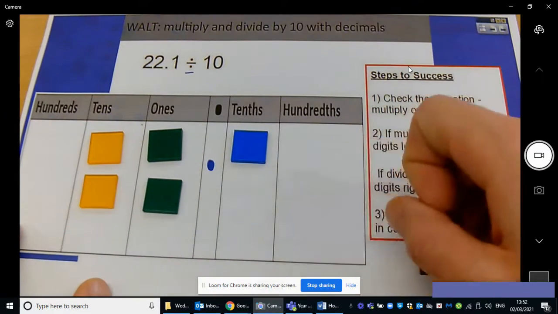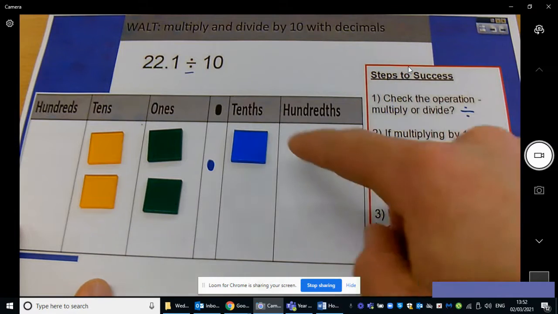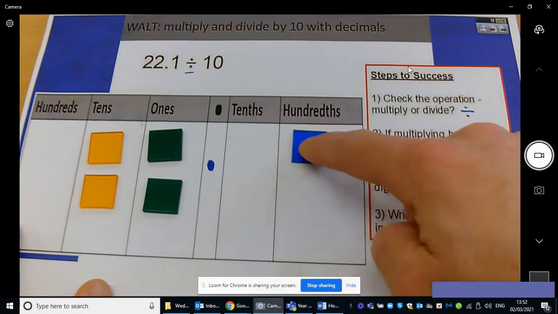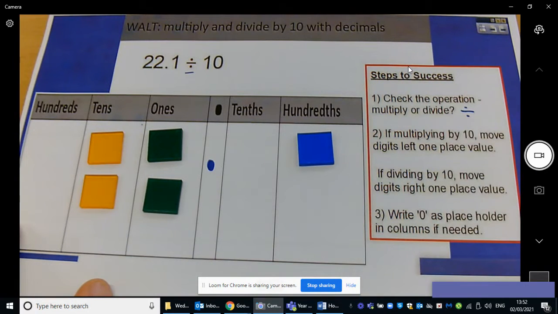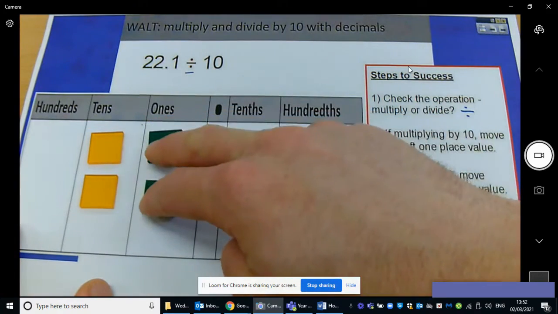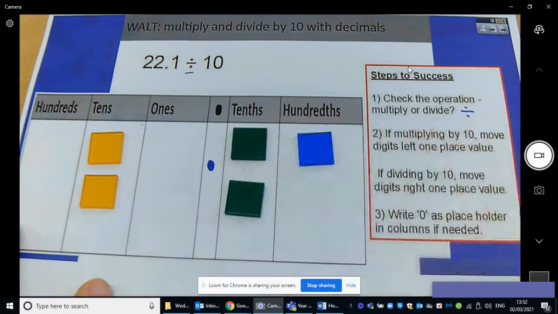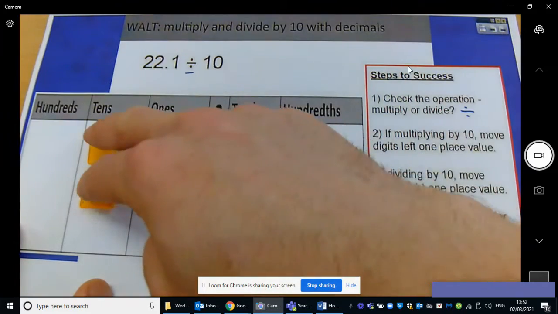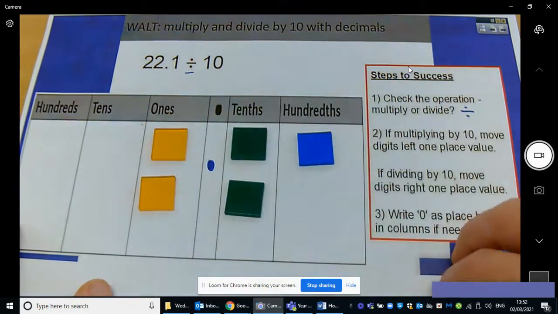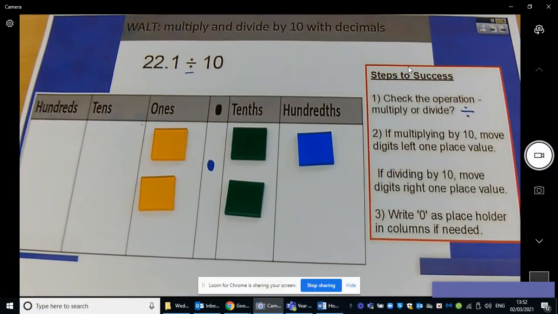So this time we'll start with the tenths as it's our lowest place value. And that 1 tenth is going to become 1 hundredth. Those 2 ones are going to become 2 tenths. And those 2 tens are going to become 2 ones.